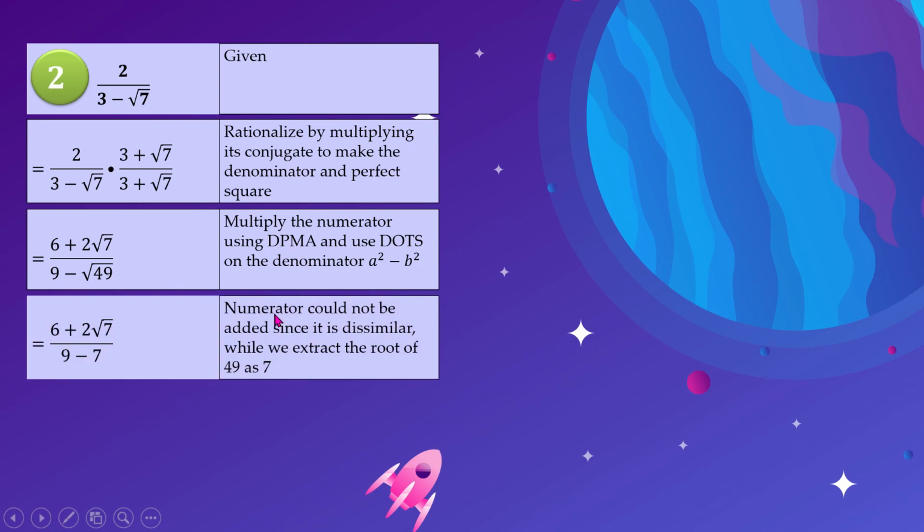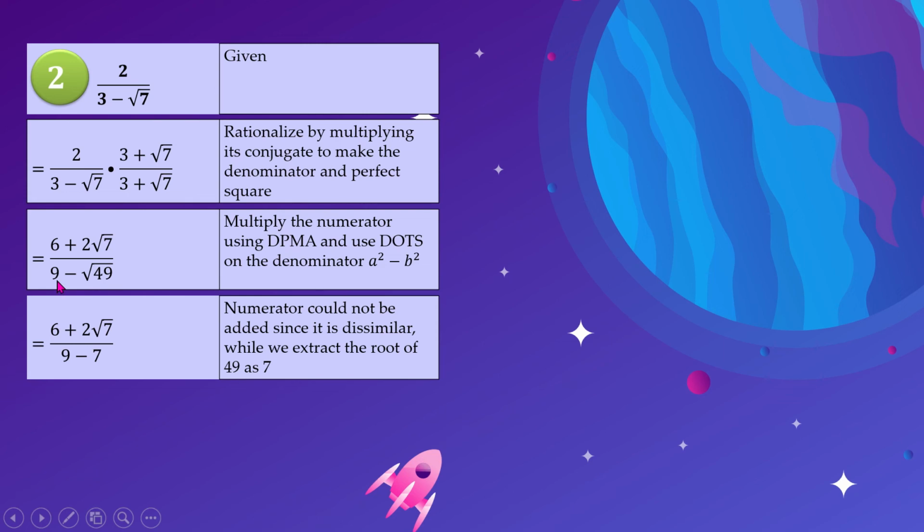Next, the numerator could not be added since the terms are dissimilar. The 6 is rational. If you add 2 square root of 7, this is a combination of rational and irrational. The 6 has no square root of 7, so 6 and 2 cannot be added. It can never become 6 plus 2 square root of 7 equals 8 square root of 7. That is not allowed, so we should not make things up.